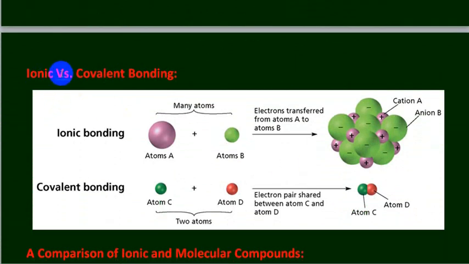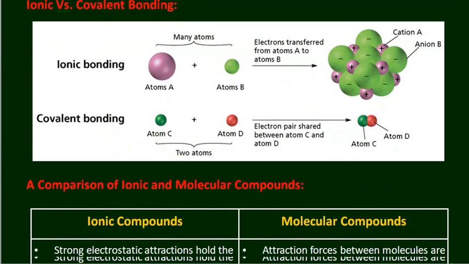Ionic compounds versus covalent compounds. Here, atom A and atom B combine together to form an ionic compound. Electrons are transferred from one atom to the other atom, so positive ions and negative ions are formed. In the covalent case, they just share. Atom C and atom D, an electron pair is shared between atom C and atom D. So they share, no positive, no negative.